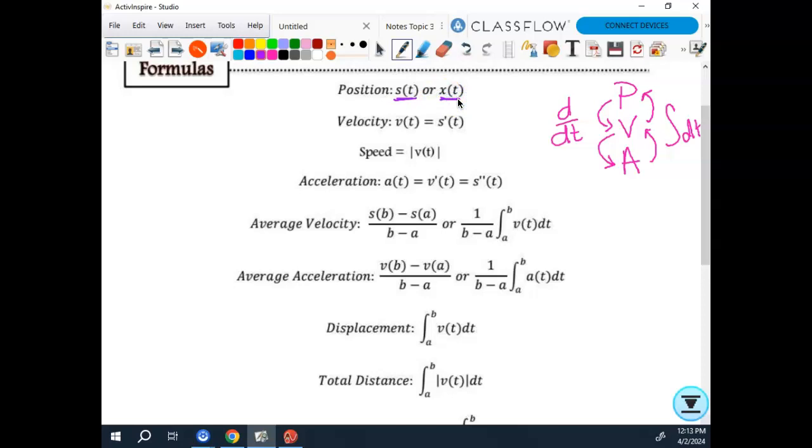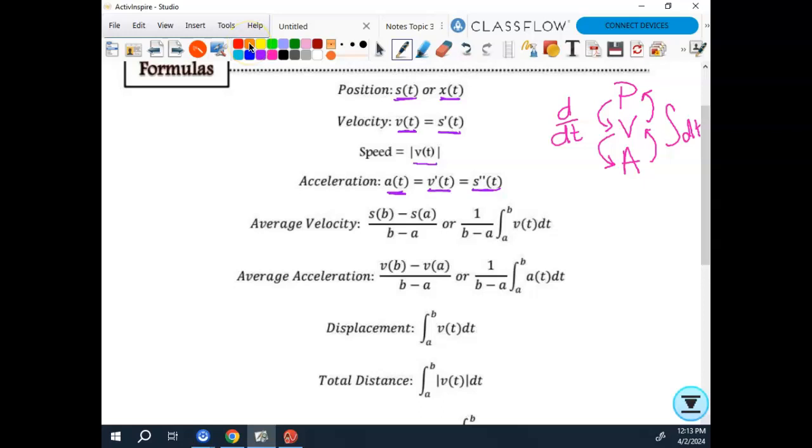Position, velocity, acceleration. So remember, position could be s of t or x of t, either way. Velocity is v of t, or it could be s prime or x prime, either one, because velocity is the derivative of position. It's also the rate of change of position, right? And then speed is the absolute value of velocity. So speed and velocity are not the exact same thing. Velocity gives you distance and direction. Acceleration, a of t, is the derivative of the velocity, or the second derivative of position. Okay? We all okay with that? That sound familiar? PVA in that order.